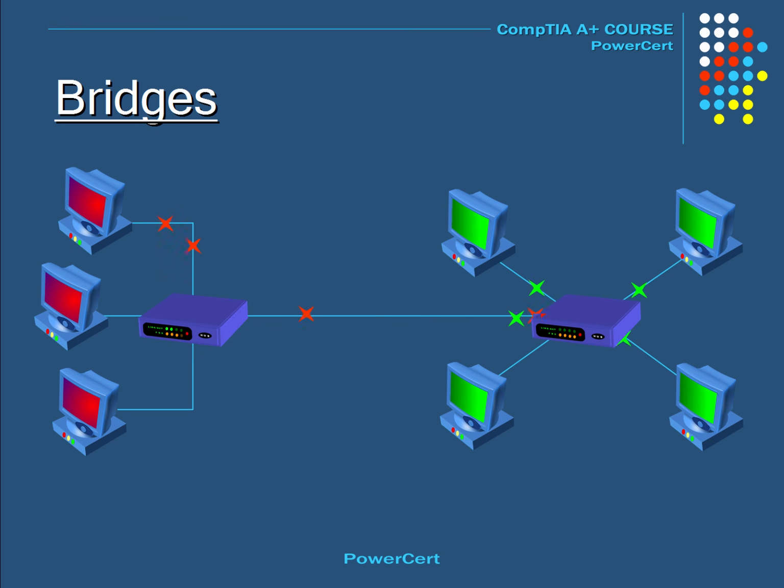Bridges are used to divide a network into separate collision domains. For example, here we have a network, and this network is segmented into two by a couple of hubs. If you notice, all the broadcast traffic from the two segments are seen by all the computers on both sides, and this causes unnecessary traffic. So that is where a bridge can be helpful.